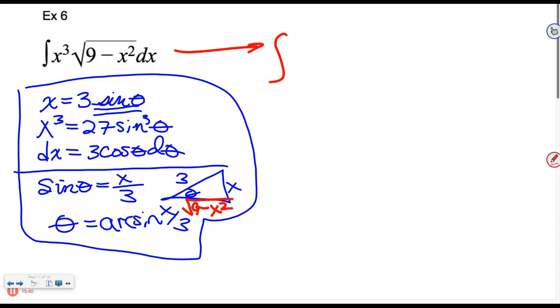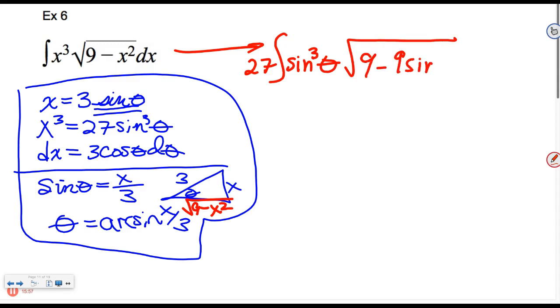We will integrate x cubed, 27. Might as well pull it out front. Sine cubed theta. All right, square root of 9 minus 9 sine squared. And some of you can skip that step if you would like to. I can't, I'm the teacher. dx, 3, put the 3 out front here, I think. Cosine theta.